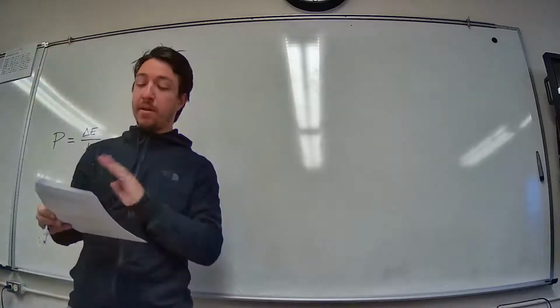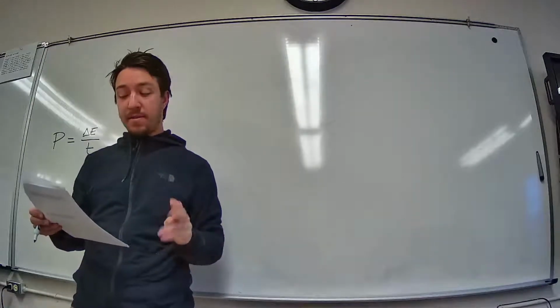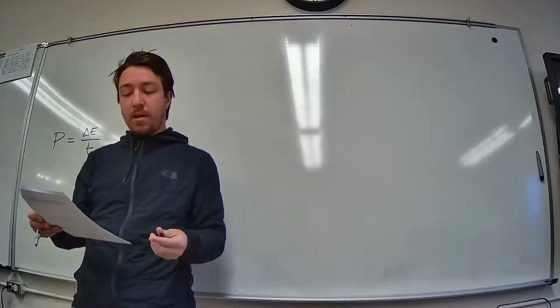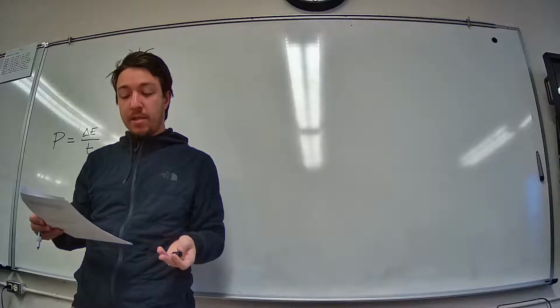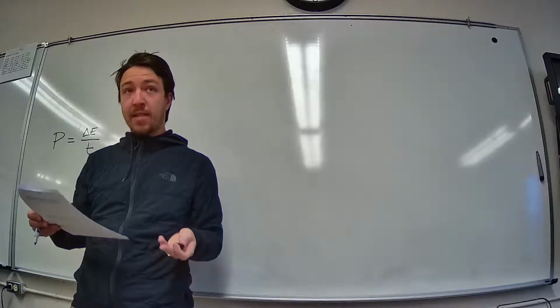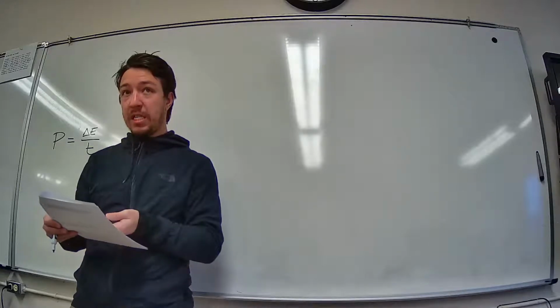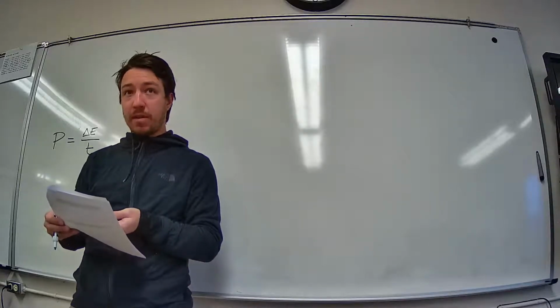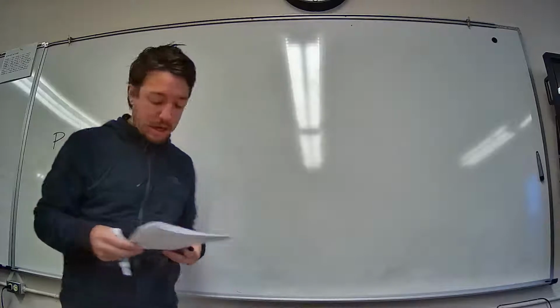By the way, let's make sure we all have the same answer for 10, because hopefully we didn't mess that up. What did you get for 10C? 5/6 mv squared, and then D, 7/10 mv squared. Good.